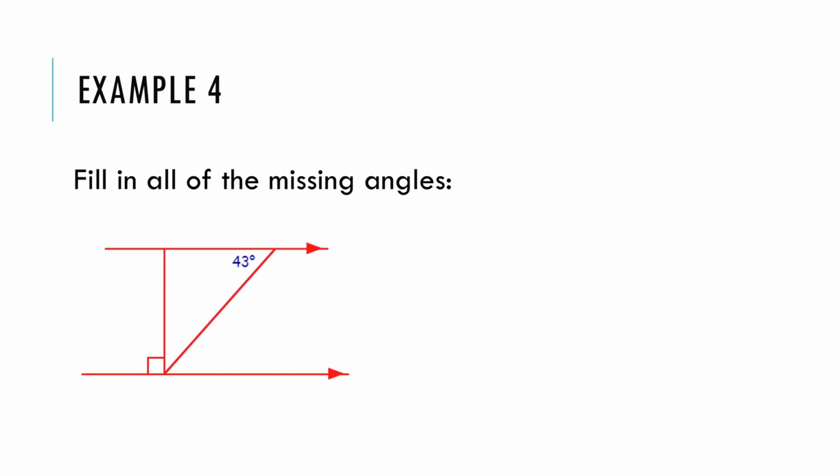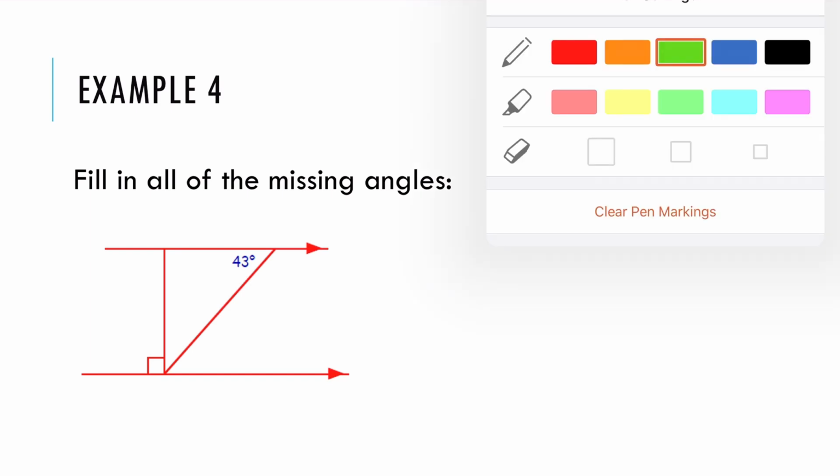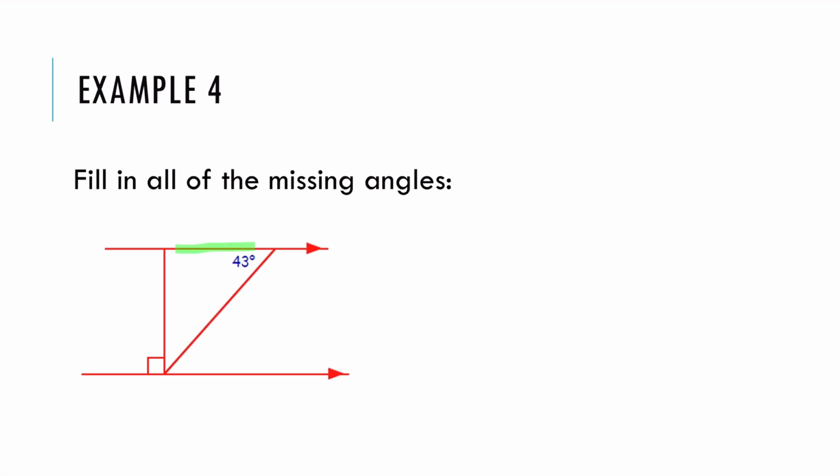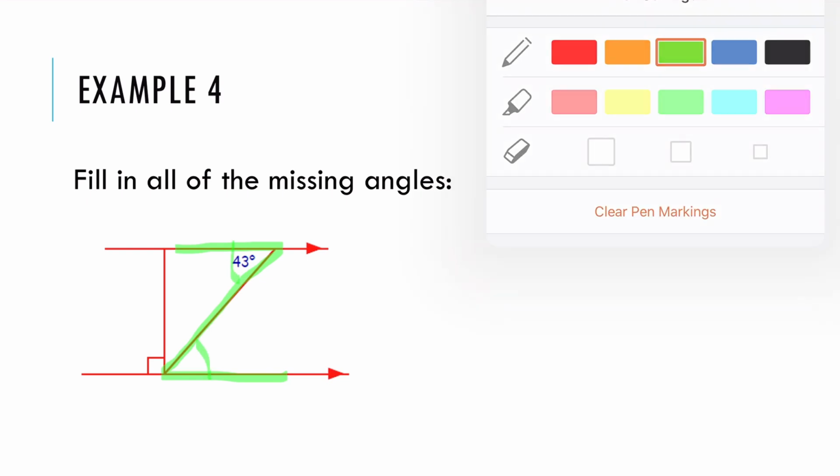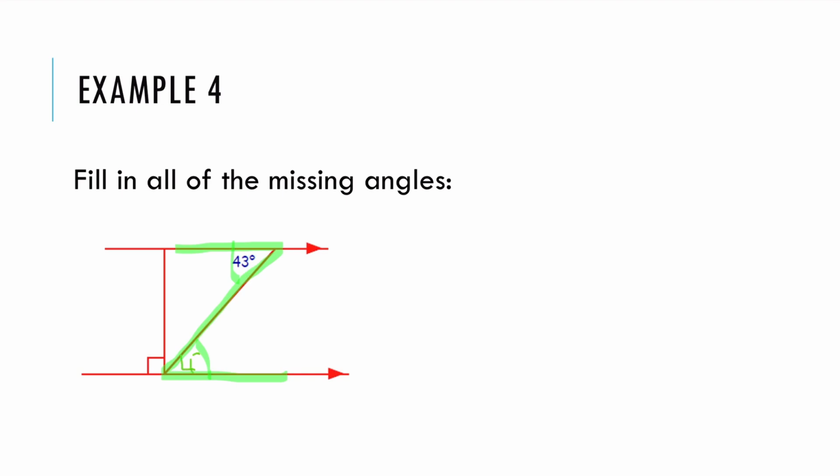Now let's try and fill in all of the missing angles. So let me start by finding my Z shape. So I can see that there is a Z shape formed here, which means that this angle here is alternate to this angle here, which means that this angle here is 43 degrees. Okay, what else do I know? Well, I know that if this is a right angle here, this also must be a right angle because 90 plus 90 gives us a straight line of 180. So I'm going to do 90, take away 43, which gives me 47, and fill that in here.